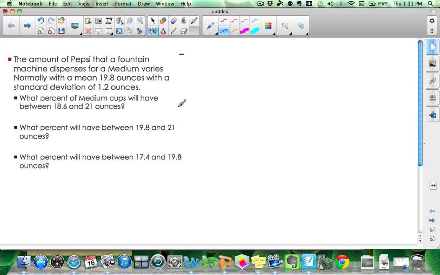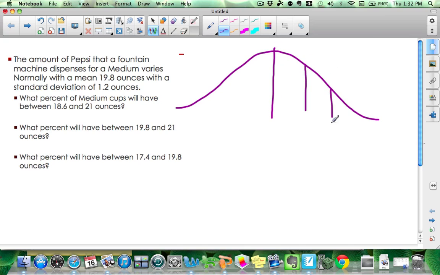Okay, so the first thing you should do with a question like this is draw your normal curve. I need you to draw in the mean, and draw in 1, 2, 3 standard deviations above and below the mean, and label them. So if the mean is 19.8 and the standard deviation is 1.2, then if I go up 1 standard deviation, I am at 21 ounces. That's just 19.8 plus 1.2. If I add another 1.2, I'm at 22.2. And if I add another 1.2, then I'm at 23.4.